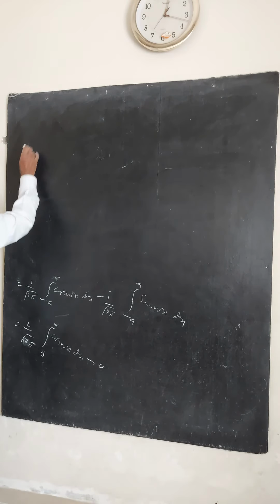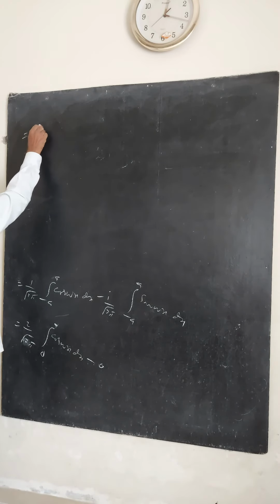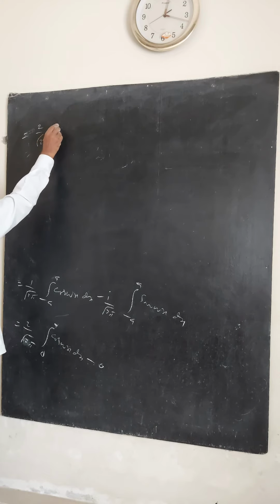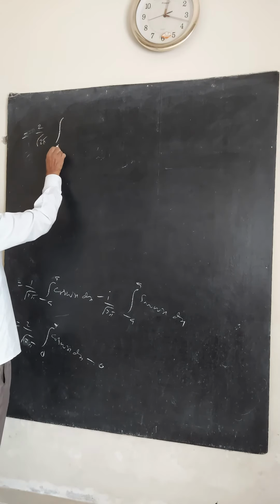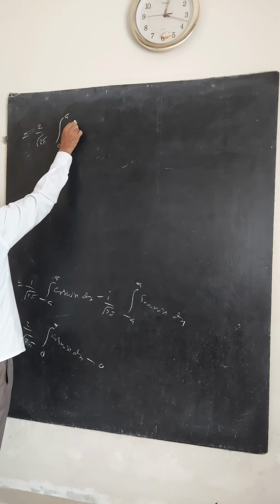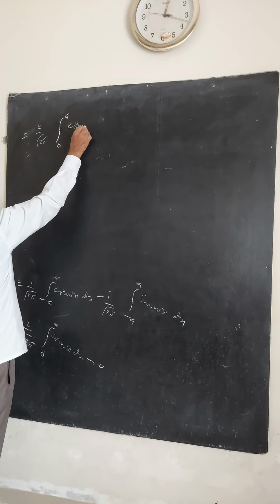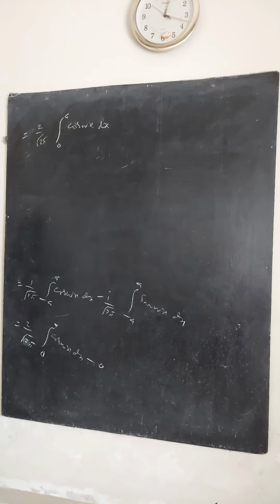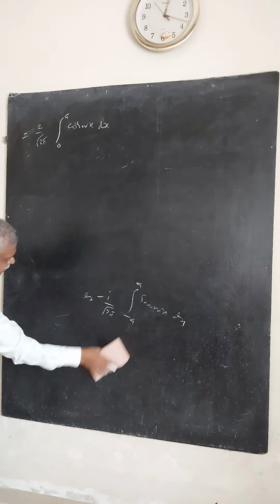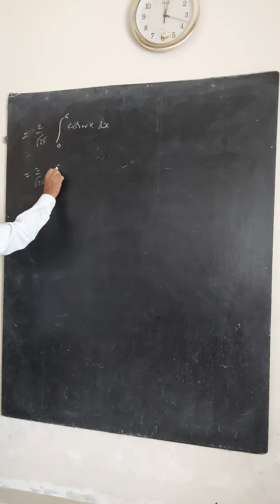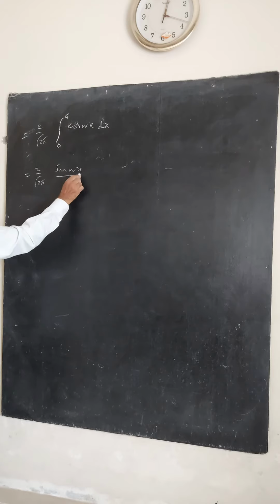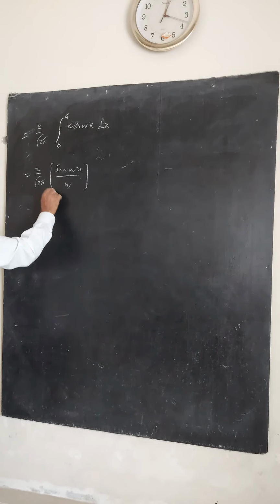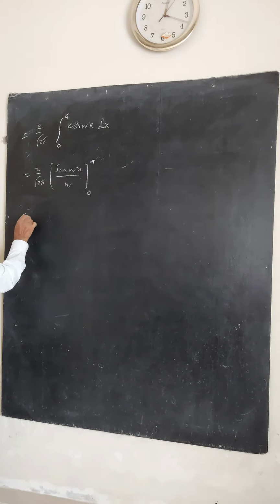2 by root of 2 pi, integral from 0 to a of cos omega x dx. Integrating, we get 2 by root of 2 pi, sin omega x by omega, limit is 0 to a.